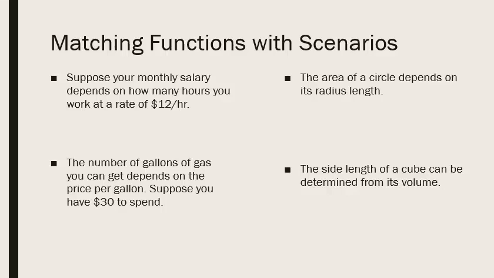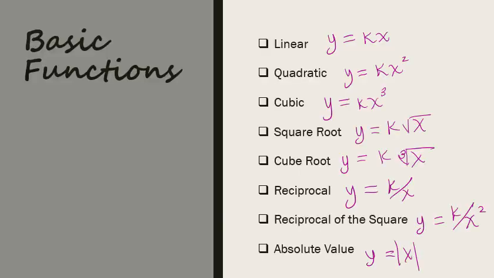We're going to try a few problems for trying to determine which type of function would match a given scenario. This first one says, suppose your monthly salary depends on how many hours you work at a rate of $12 per hour. The first thing I can tell is that the rate of change is constant. Every time I work one more hour, I get paid an additional $12. There's only one kind of our basic functions that have a constant rate of change, and that is a linear function, because that would just be the slope of the line.